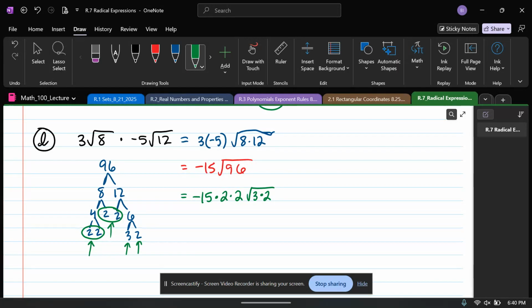So maybe I should do different colors there. Let me do that. This set of 2s is that purple 2. This set of 2s is that red 2. That 3 and that 2 are the green ones. That negative 15 was already there. So I've got to multiply it times that 2 and that 2. So negative 15 times 2 is negative 30, times 2 would be negative 60 square root of 6.